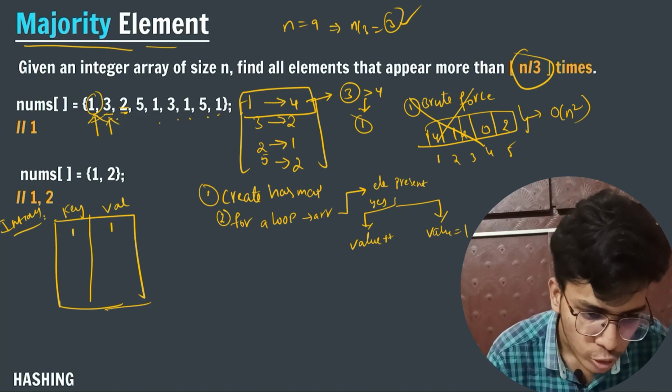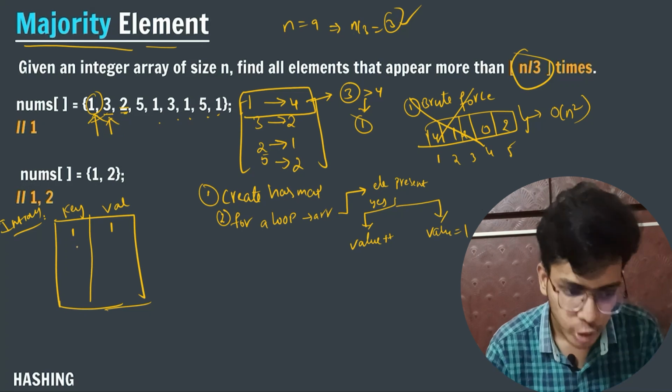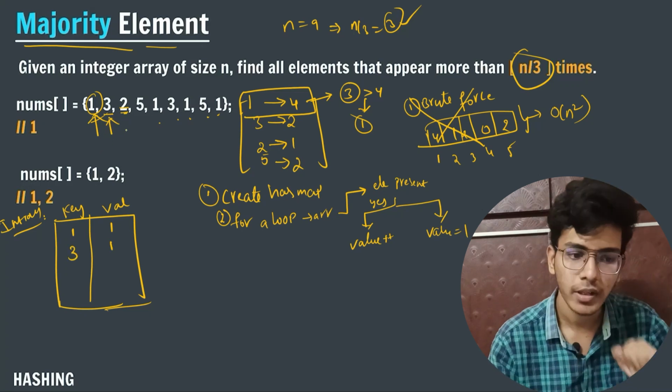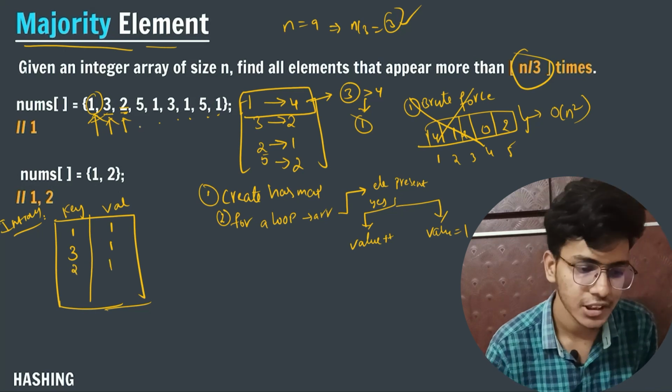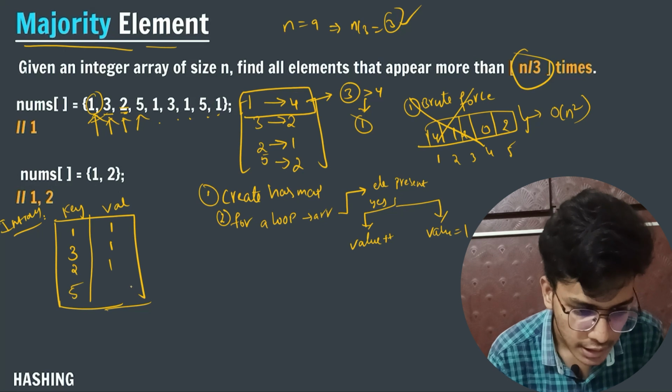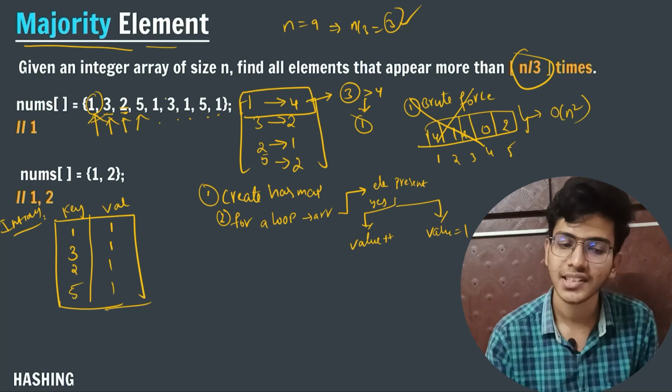Now after that I will go to 3. 3 is not present in my hash map, so I will add 3 and its occurrence will be 1. After that I will go to 2. 2 is not present, so 2 and its occurrence is 1. After that 5 is also not here, so I will add 5. After that I will put its occurrence 1.